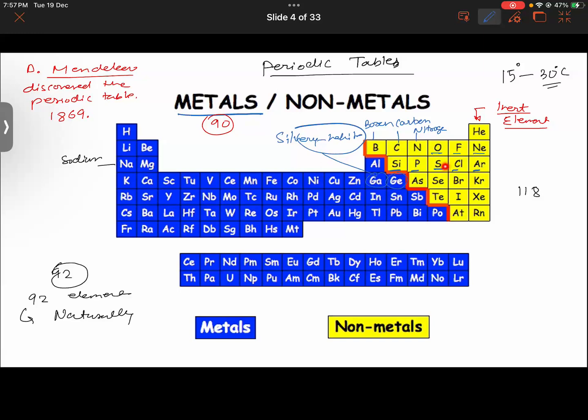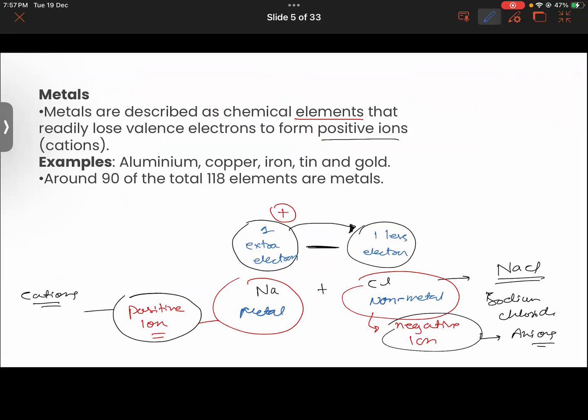Also, they accept electrons. When a bond forms, like here, between a metal and a non-metal, they are gaining electrons. They are usually negative, and they are also called electronegative.